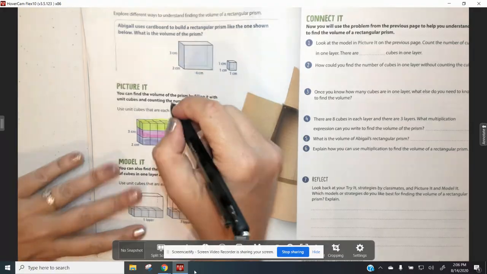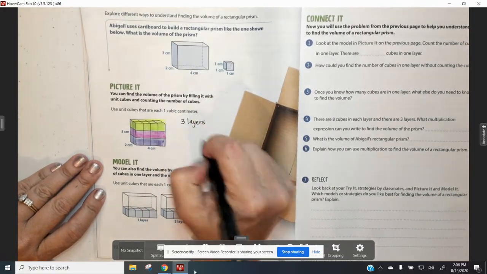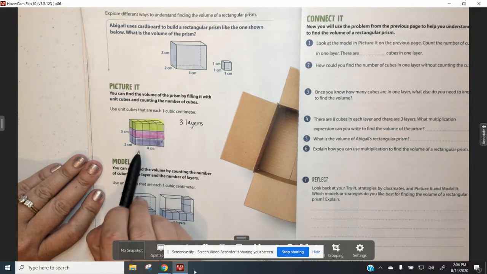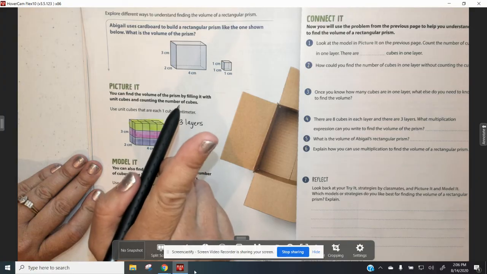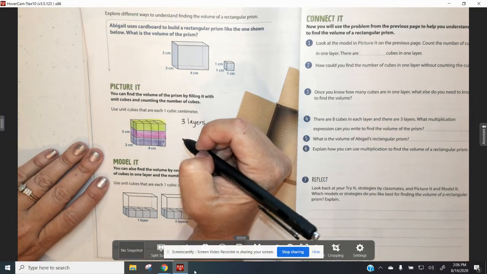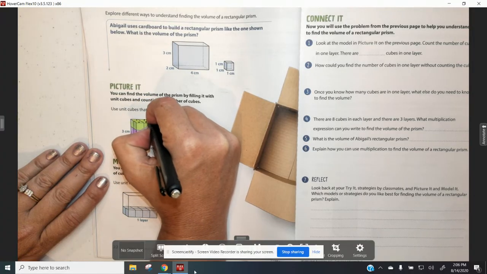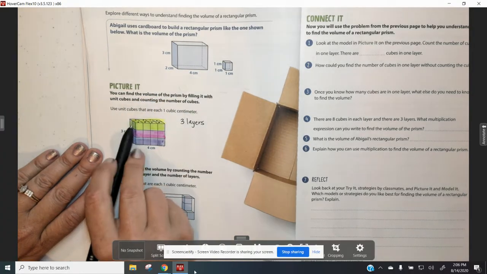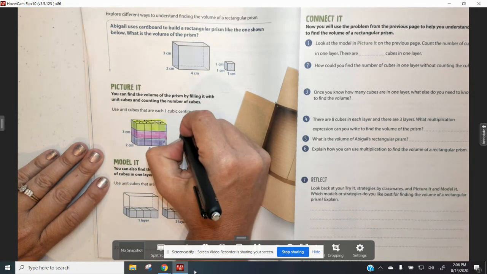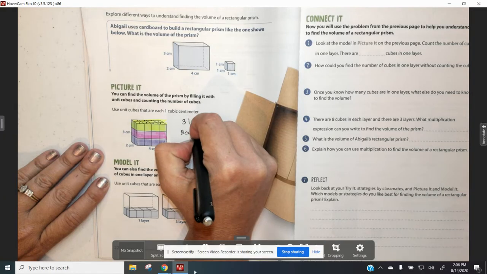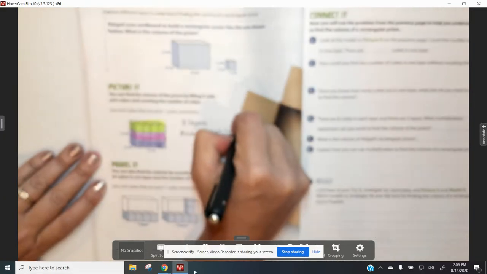Next, so we know there are 3 layers because it's 3 centimeters tall. Next, we need to find out how many unit cubes are in one layer. So remember, the easiest way when you're looking at it this direction is just to count the tops of just the top layer. So if we count all of those dots, 1, 2, 3, 4, 5, 6, 7, 8, we know that there's 8 cubes in each layer.